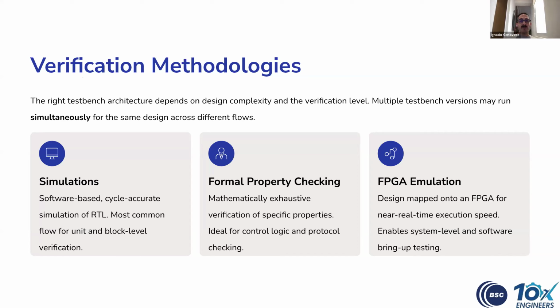And another methodology could be formal property checking, which tests specific properties in a mathematical way. It's ideal for control logic and protocols, but not for data paths. Here we don't need test cases, and we prove the correctness for all of the inputs. So each of these methodologies serves a different purpose. Simulation is for depth, formal for proofs, and emulation is for speed.